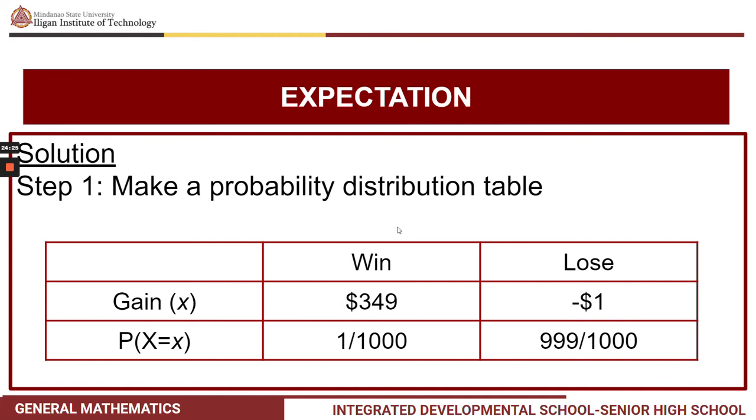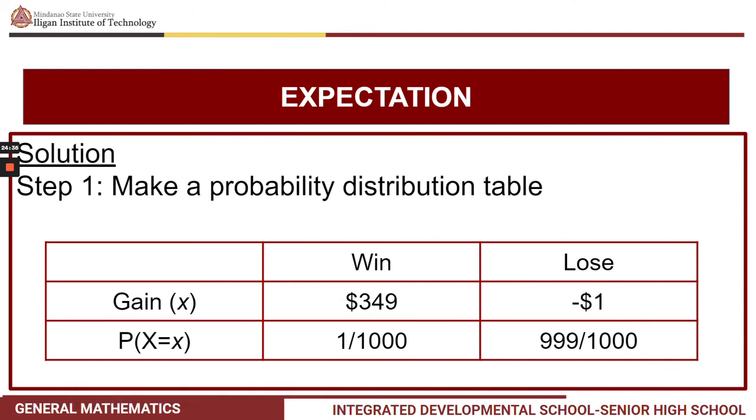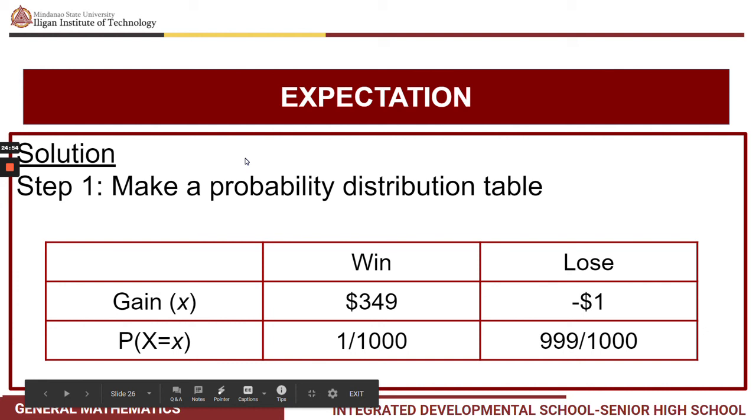So, ang probability each is, for the win, since there are 1,000 na possible na manalo, and you're one of those 1,000, it's 1 over 1,000 lang yung probability na manalo ka. So, pag matalo, since it's the complementary of you winning, it's just 1 minus 1 over 1,000, which is 999 over 1,000.